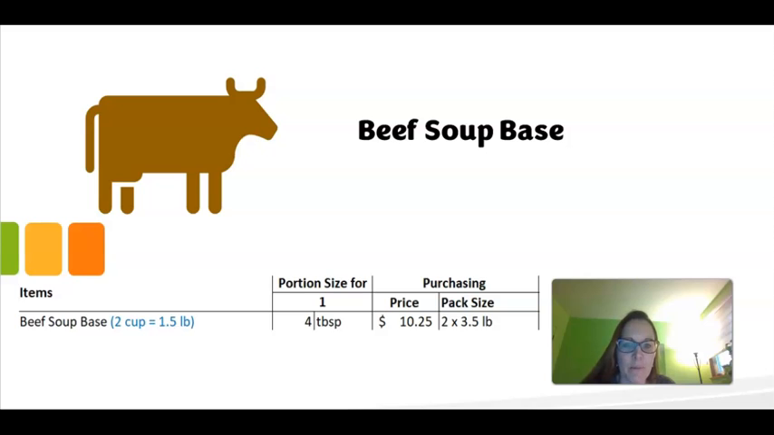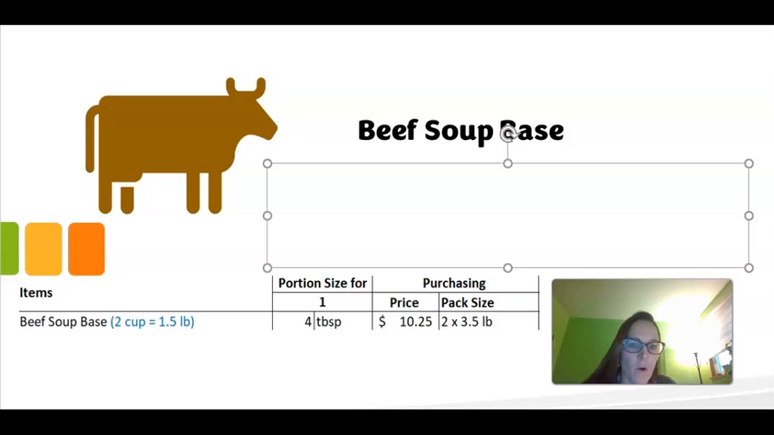So we have our beef soup base here, and the weight equivalency is 2 cups is equal to 1.5 pounds. For our one portion size, we have 4 tablespoons, and the price is $10.25. And the pack size is 2 times 3.5 pounds, which means there's 7 pounds in total. When we look here at our unit for our portion size, and then we look at our packing size, we notice that our tablespoons and pounds do not match. So in our calculation, we must make our units match.